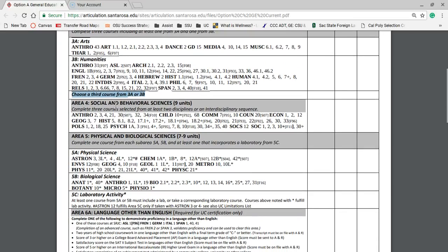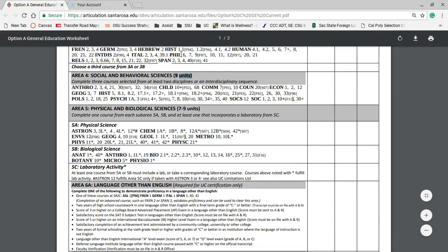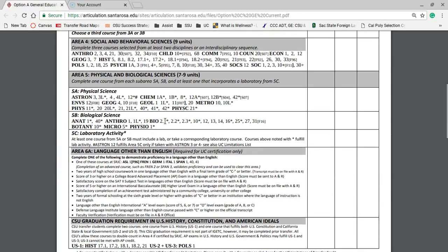Area 4 is the social and behavioral sciences area, and this requires 9 units. So here you need to complete 3 courses from at least 2 disciplines. So what that means is you are not going to take 3 courses in psych and have that meet Area 4. So you could have Psych 1A and Psych 3, and then you need to have that third class from another area.